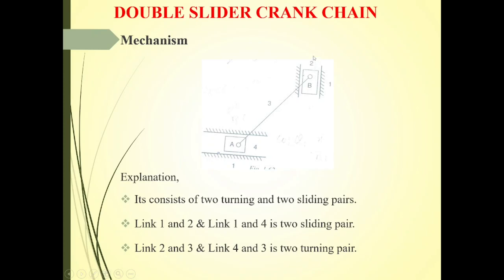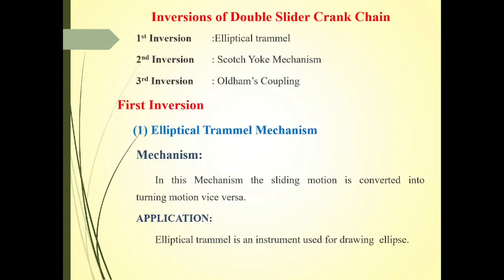automatically the sliders will move. For example, when slider 2 comes down, automatically slider 4 will move to the left side. When slider 4 comes to the right side, automatically slider 2 moves upwards. This is the basic principle of the double slider crank mechanism. The double slider crank mechanism has only 3 inversions, whereas the single slider crank mechanism has 4 inversions.